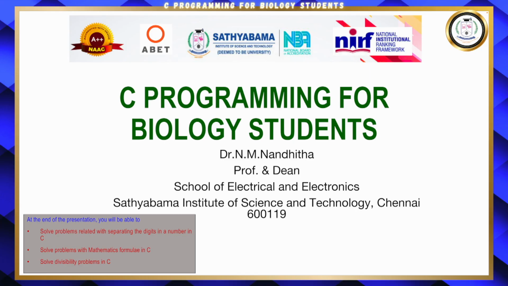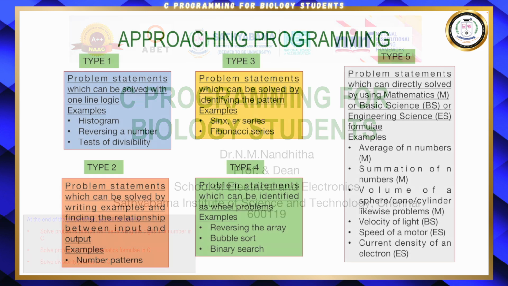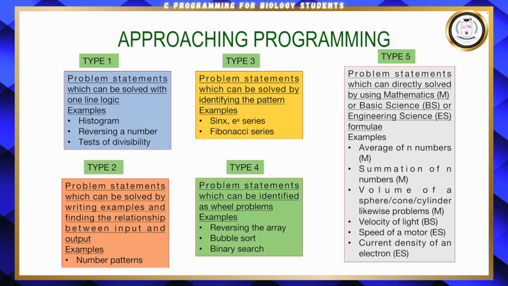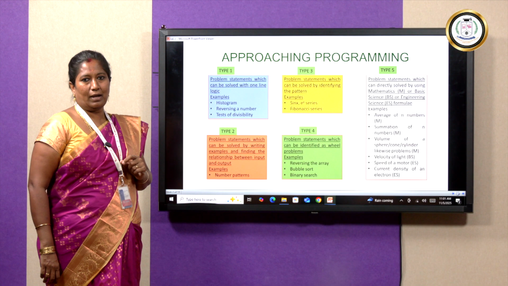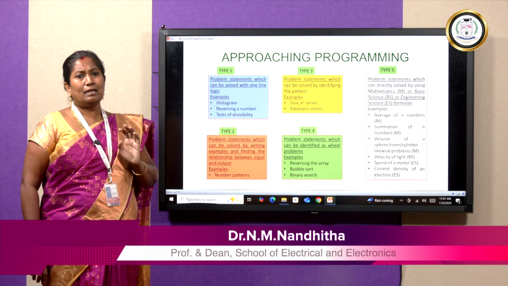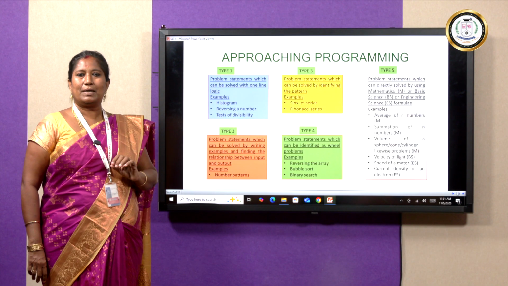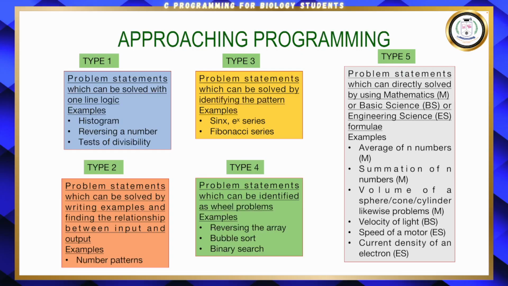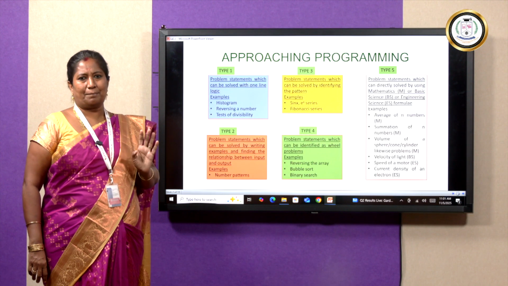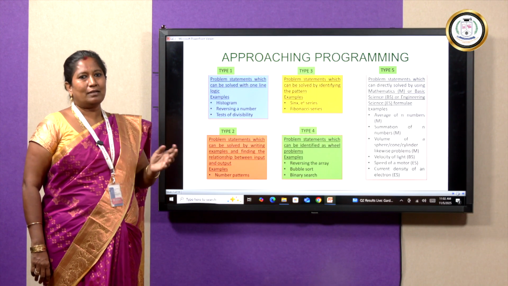At the end of the presentation, you will be able to solve these three different types of problems which I have written in this slide. Now let us go to the next slide. Here, for your sake, I have tried dividing the entire C programming into different types. The first type is type 1. There are so many programs in any language where we use just only one line logic, and this one line logic remains the same irrespective of what. And the second type of problem statements include series. For example, Fibonacci series. For Fibonacci series, the rule is the same: the third term is the sum of the previous two terms and it goes on and on.